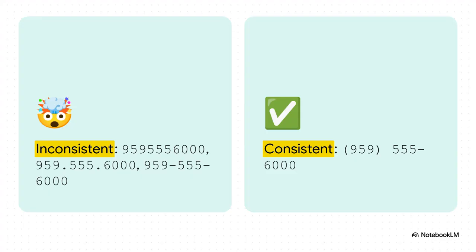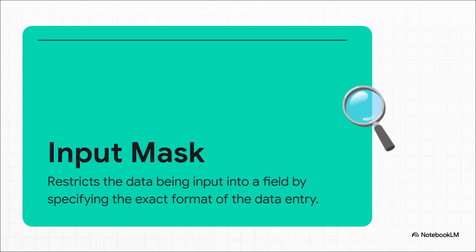Ugh, look at this. This is a classic data headache, isn't it? Every entry on the left is technically the same phone number, but they're all typed in a slightly different way. Now, for a human, no big deal, but for a database that's trying to sort or search, it's a total nightmare. What we really want is that beautiful, perfectly consistent format you see on the right. So how do we get there? The answer is something called an input mask.